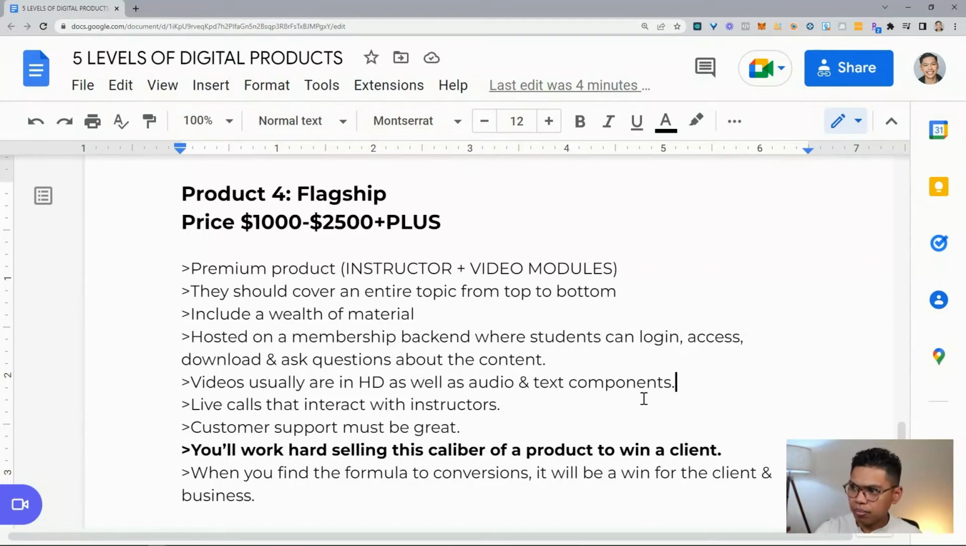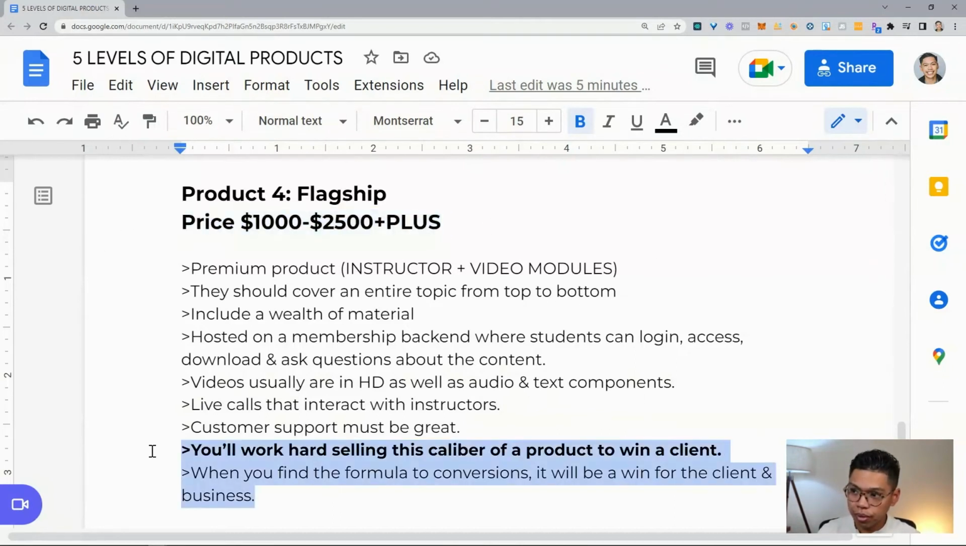Another thing is live calls that interact with instructors. Again, the instructor model. Customer support must be great, and you'll be working hard selling this caliber of product to win a client. So it's true, right? Anyone that's wanting to spend over 2, 3, 4, 5 grand, it's going to take some time to build that. And the quickest way to build trust and to be able to sell is to hop on phone calls. So anyone that's asking for a phone call, usually their price point is around this plus.